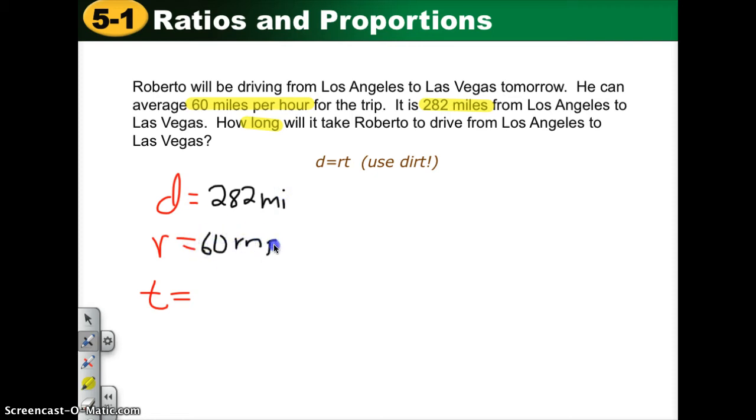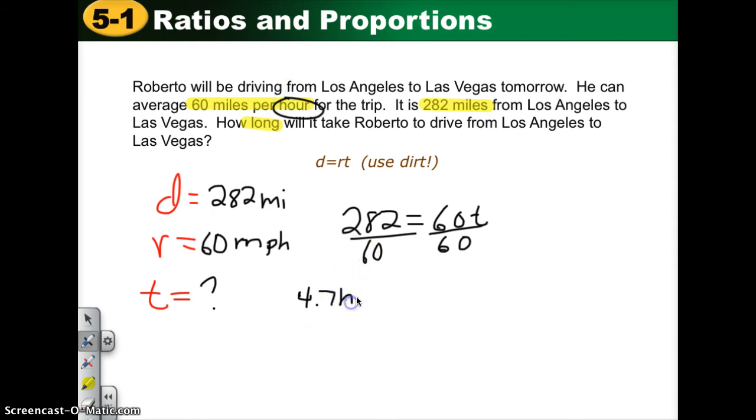And your rate is always going to be 2 units: miles per hour, kilometers per minute, whatever it may be. And we're looking for the time. So the distance equals the rate, 60, times t. Good thing we have those solving equation skills. We know we have to divide by 60. So 282 divided by 60 gives you a time of 4.7. And our label, again, we look back to the problem, would be hours because that's the unit we were using in the rate.